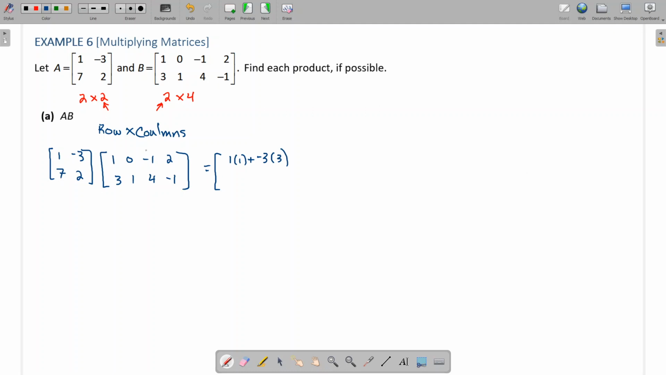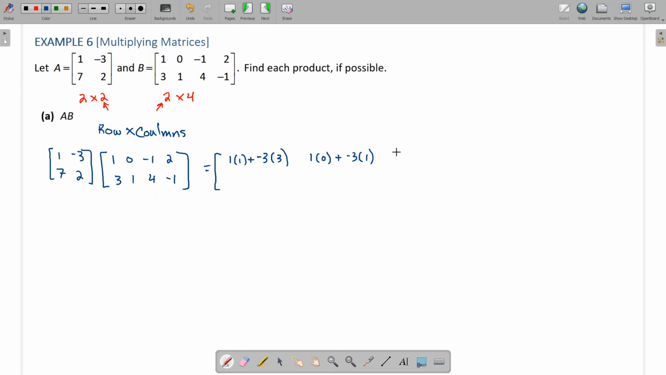We're going to have 4 of these across. So then we go back to the first row and multiply this row by this column. So that's going to be 1 times 0, and then negative 3 times 1, plus negative 3 times 1. So this is the second element in the first row. Then go again, first row by the third column. So we stick with this first row until we've done all the columns.